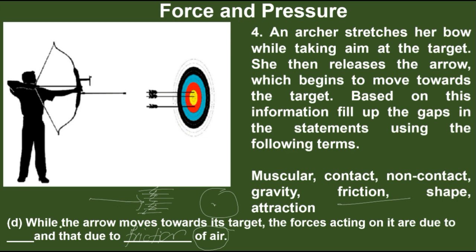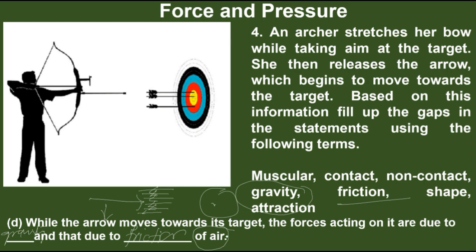But wait a minute. While the arrow moves towards its target, the forces acting on it are due to what? This arrow is also pulled by the force of gravity, because gravity is here. Earth is pulling it. So here gravity should come. So the answer is: while the arrow moves towards its target, the forces acting on it are due to gravity and then due to friction of the air. Is that clear? Okay.